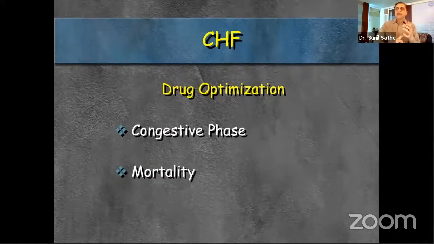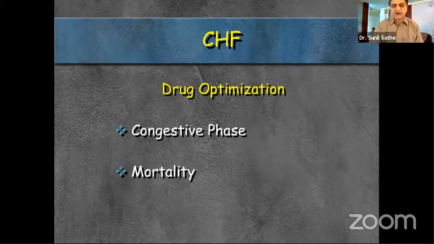So diuretics, maybe sometimes inotropes, all this will be required in acute decompensated heart failure. The congestive phase optimization is by diuretics. The chronic phase is about mortality. So I want to optimize, I want to reduce hospitalizations, I want to reduce mortality. So this is my drug optimization aim when I start using drugs.